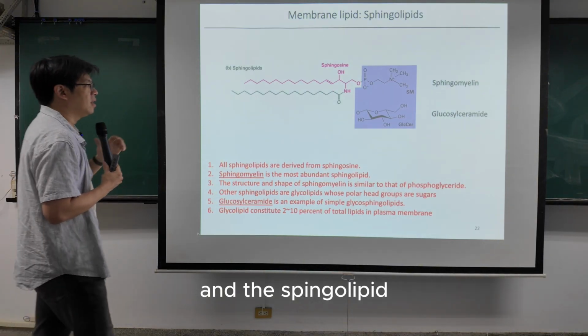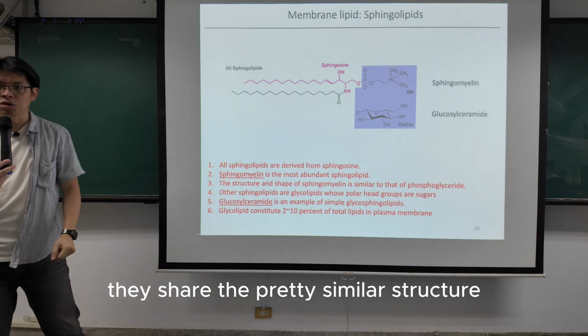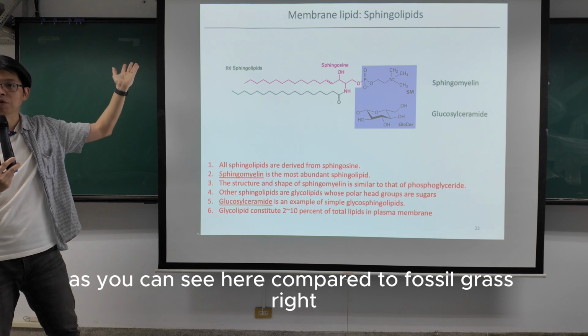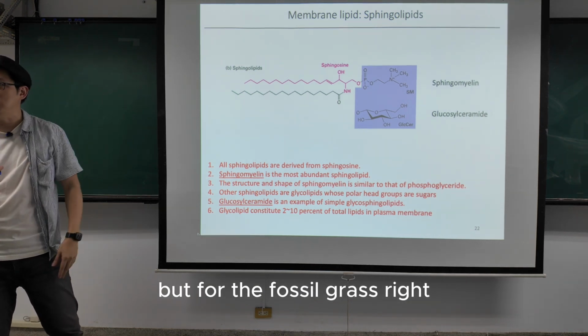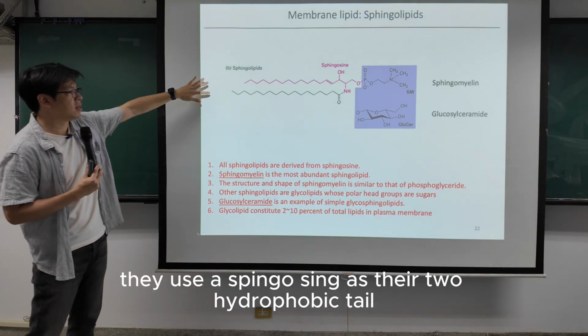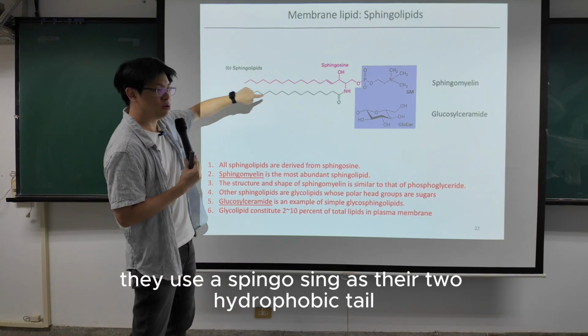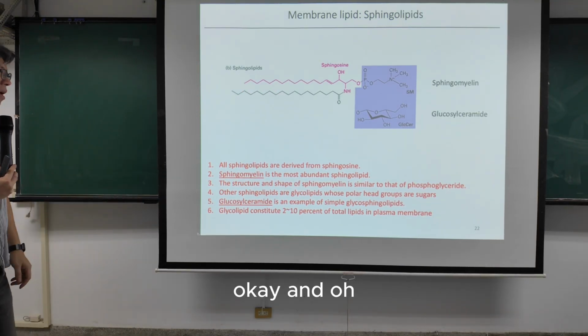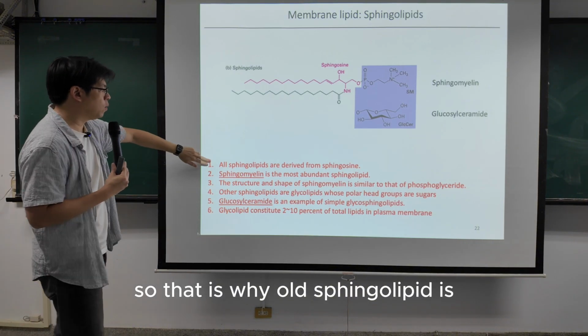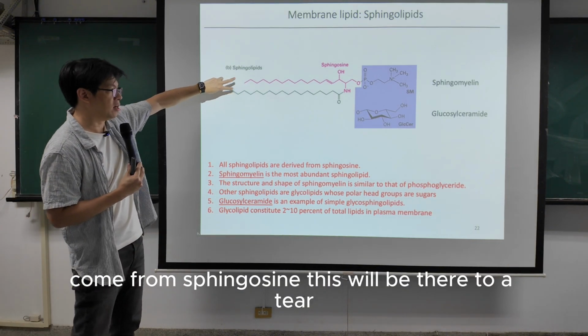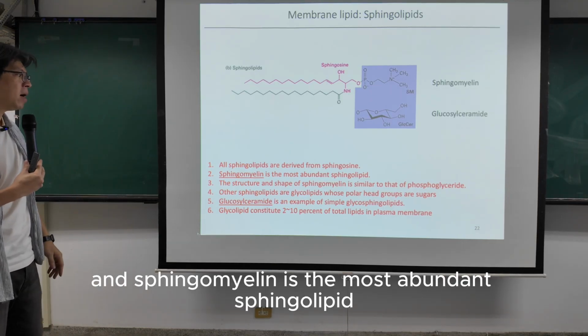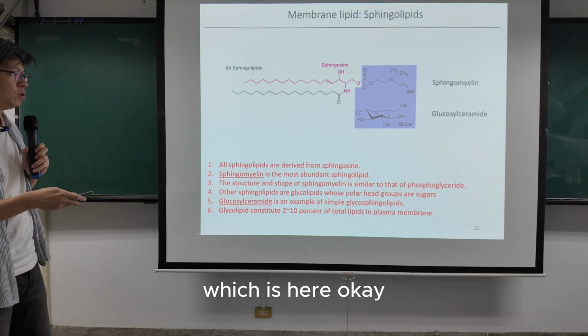And the sphingolipid shares a pretty similar structure, as you can see here, compared to phosphoglyceride. They also have two long tails. But for the phosphoglyceride, they use fatty acid tails, while here they use sphingosine as their two hydrophobic tails. Okay? That is why all sphingolipids come from sphingosine. This will be their two tails. And sphingomyelin is the most abundant sphingolipid, which is here.